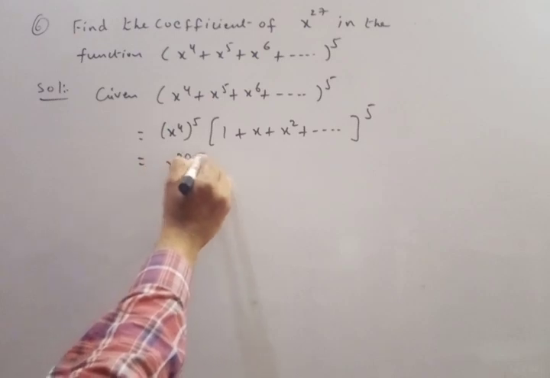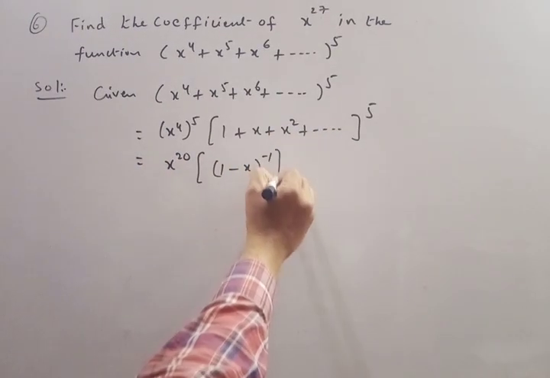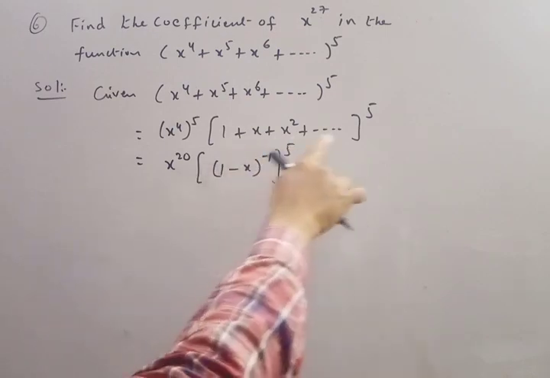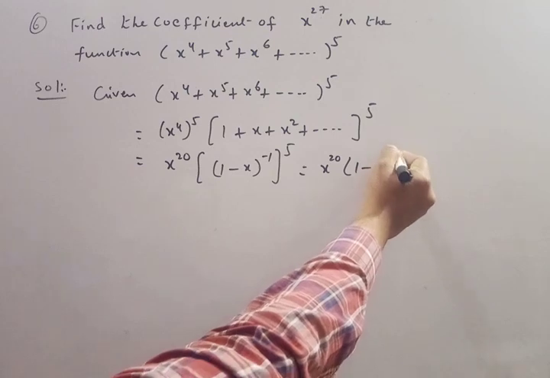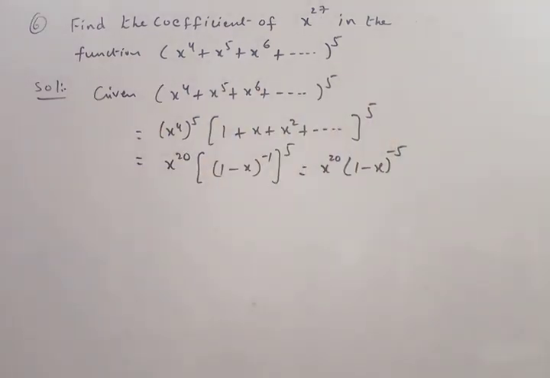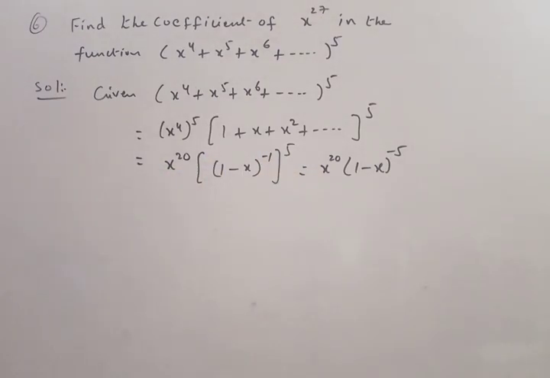So x power 20, this is the expansion of (1 minus x) whole power minus 1. Correct? This is the expansion. So x power 20 into (1 minus x) whole power minus 5. So what is this x power? We have a formula. What is the formula we have?